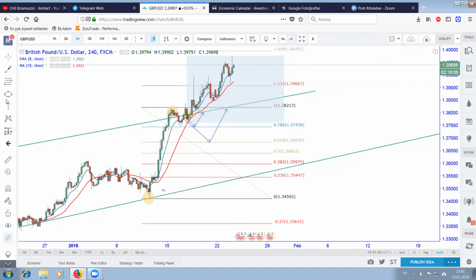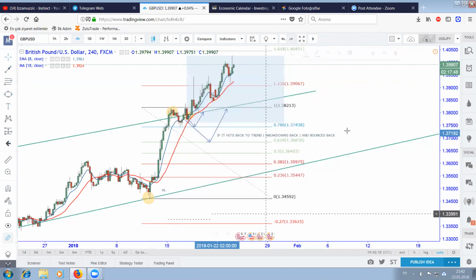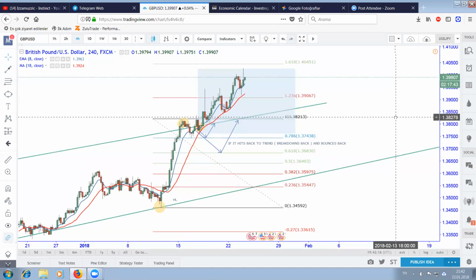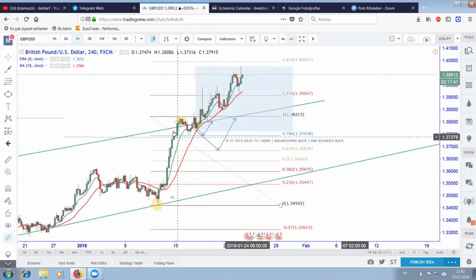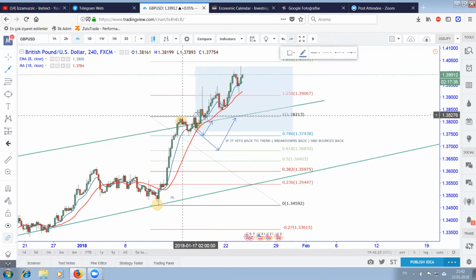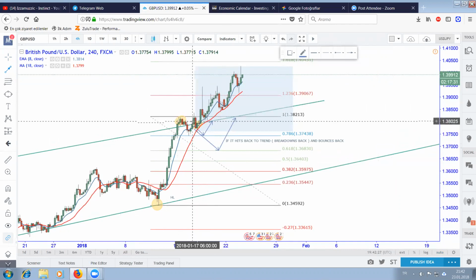So I'm going to just write it here. If it hits back to the trend line, breaks down, and bounces back. Okay, as a note for you, when you watch it, you can also continue to try it later. Again, second thing, if it's not bouncing back, we are going to aim at the 100 point. We saw a bounce back here again.